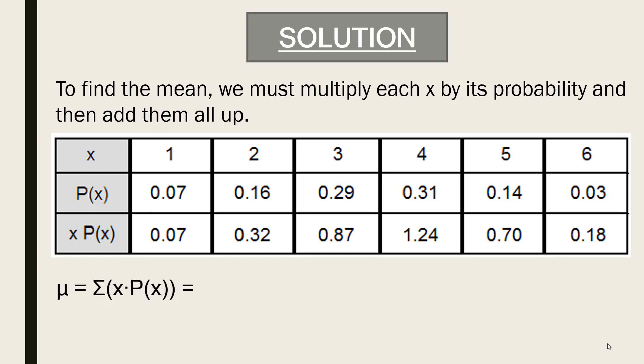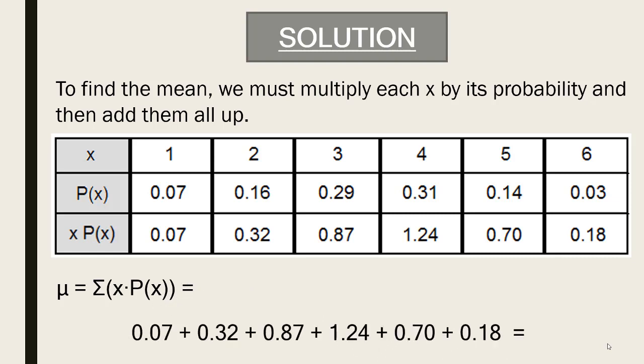So we're going to take 0.07 plus 0.32 plus 0.87 plus 1.24 plus 0.70 plus 0.18. And when we add those all up, we get 3.38.